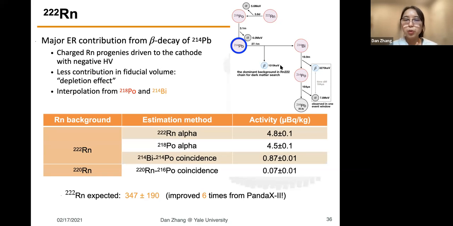And radon 222 is very universal because of the radon emanation from materials, according to the uranium 238. And this low energy end is mainly contributed by the beta decay of lead 214. And it's estimated by the upstream alpha coming from polonium 218 and a coincidence in the downstream. So we are saying the level of this beta will for sure be between these upstream and downstream estimations. And it's estimated to be 6 times better than our last detector.